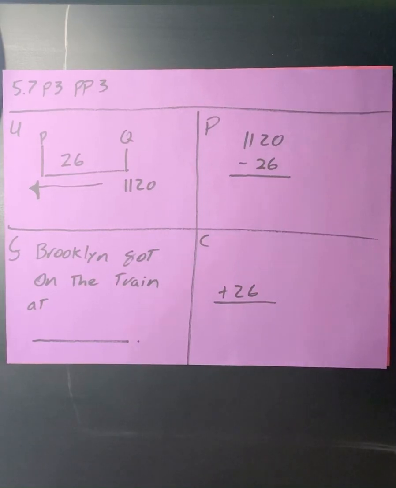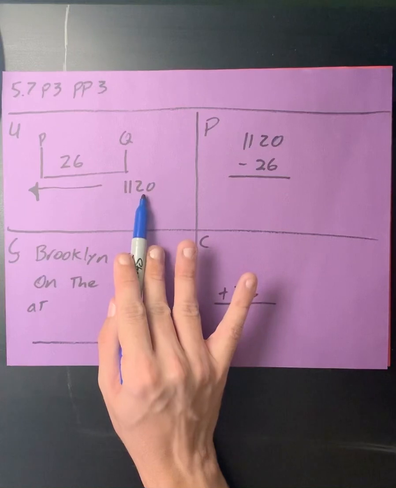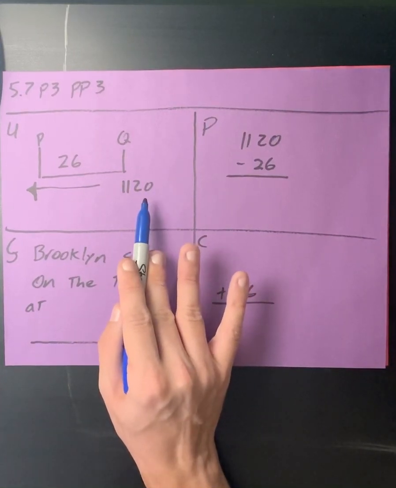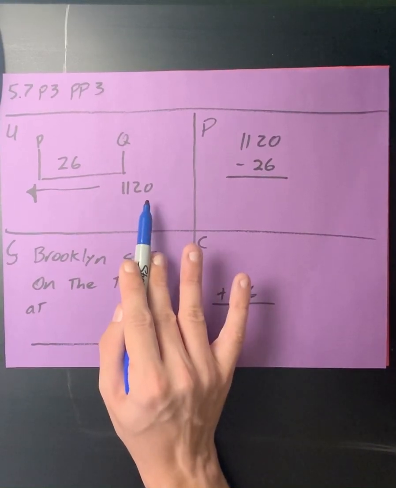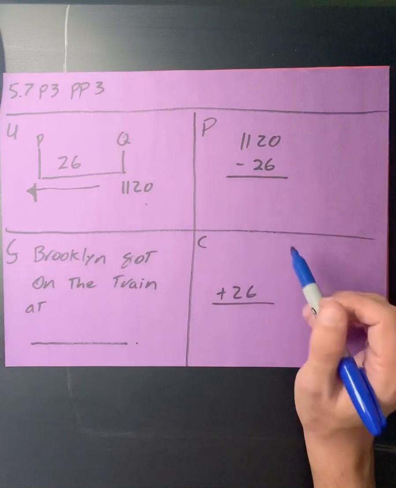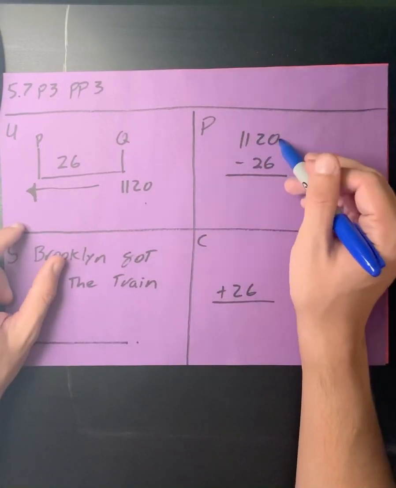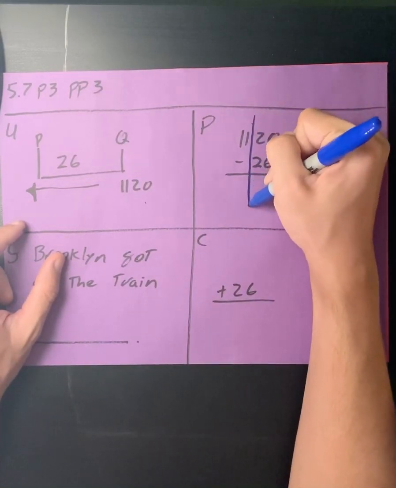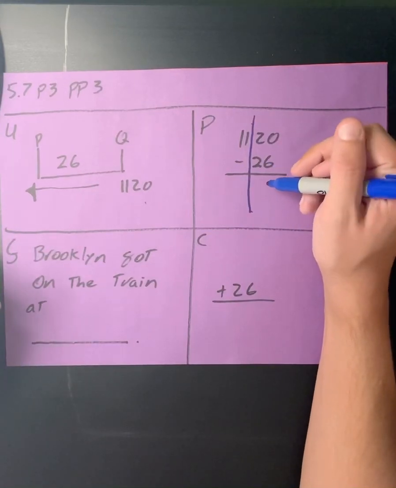If my problem said she got on the train at 11:20 and got off 26 minutes later, I would add. But this is saying this is when she ended or got off, so this is the time I'm going to subtract. So for this, I'm going to subtract 1120 minus 26. I'm going to draw a line between my minutes and my hours to separate those out in case I do need to regroup.